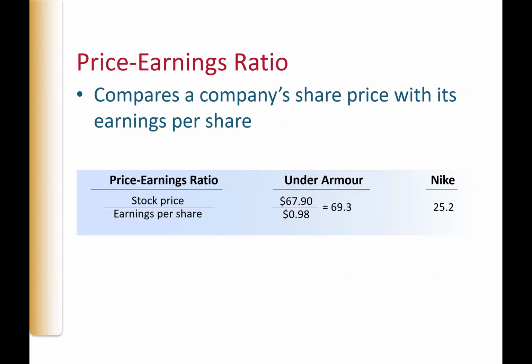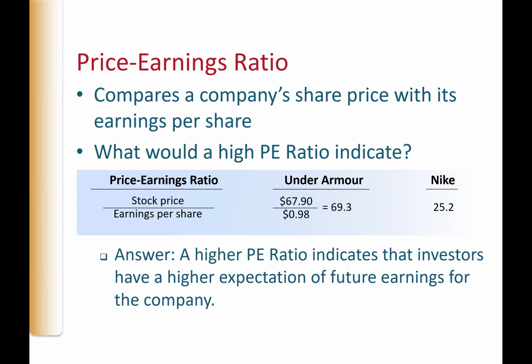The price earnings ratio compares a company's share price with its earnings per share. So this is interesting. This is pretty different. Under Armour, the stock price to the earnings per share shows a 69.3 price earnings ratio to Nike's 25.2. A higher ratio here indicates that investors have a higher expectation of future earnings for this company. So people think here Under Armour is going to grow, okay, and do well.